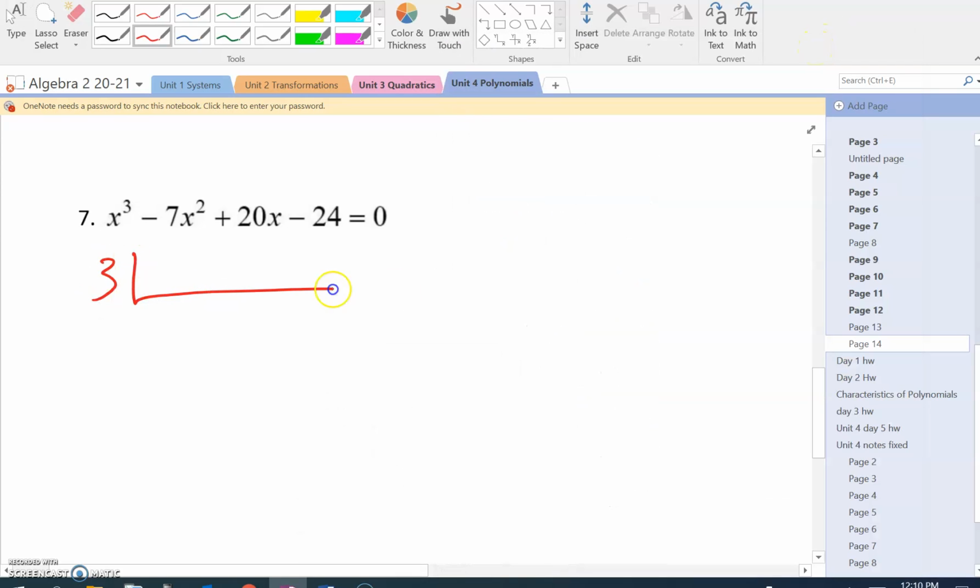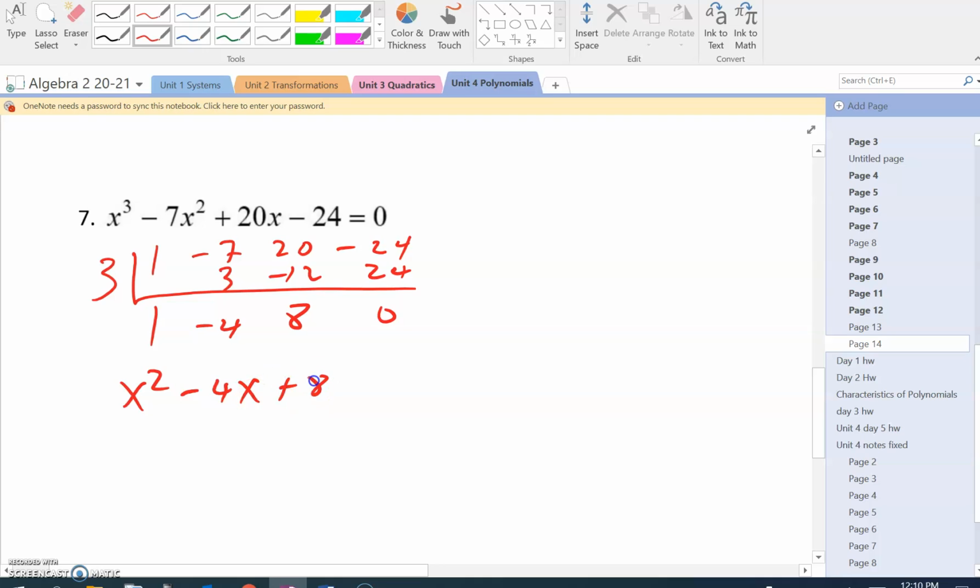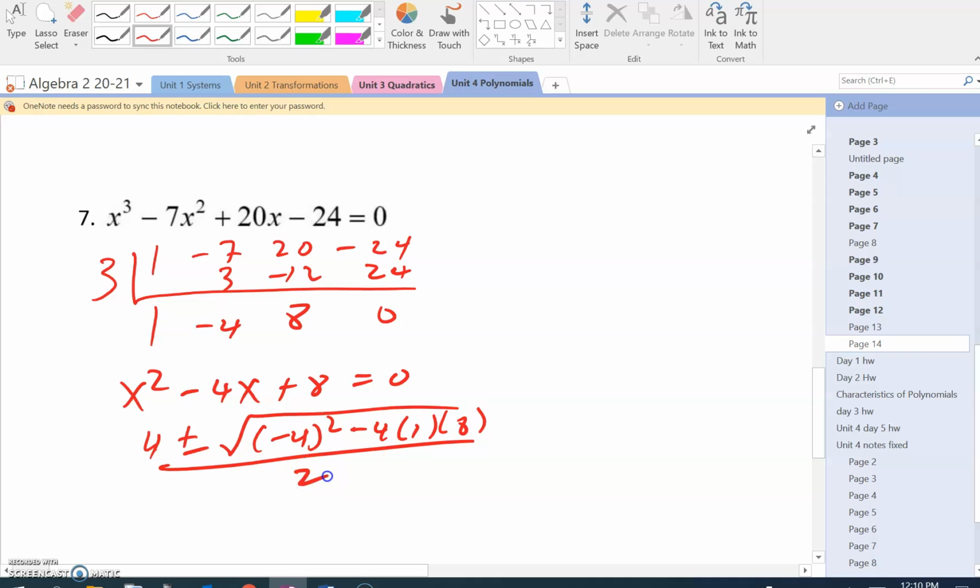So we're going to try the old 3. 3, 1, -7, 20, -24. 1, -4, -12, 8, 24, 0. x squared minus 4x plus 8 equals 0. I don't think there's a factoring. 4 and 2 gives me 2 or 6. So 4 plus or minus the square root of -4 squared minus 4 times 1 times 8, all over 2.